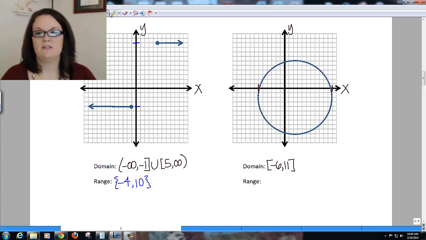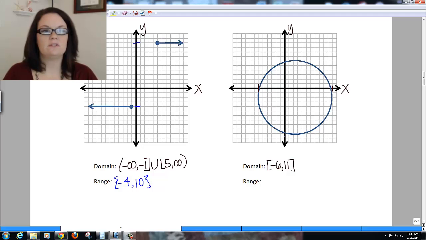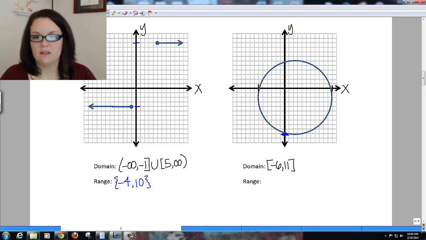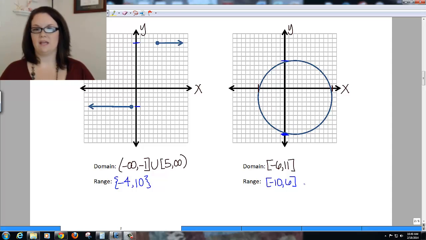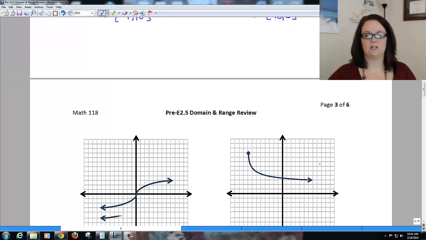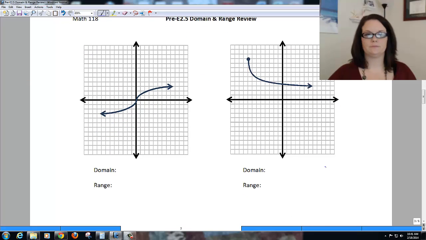Okay. Then I do the same thing with my y values to get my range. My lowest y value would be this value right here, which is negative 10, again with a bracket. And my highest y value would be this right here, which is 1, 2, 3, 4, 5, 6. Okay. So my x's go from negative 6 to 11. My y's go from negative 10 up to positive 6. All right, let me look at 2 more.